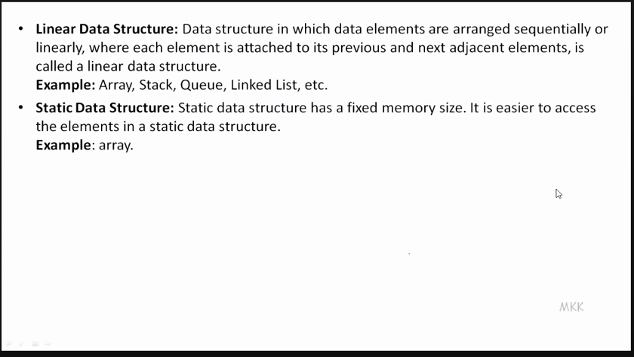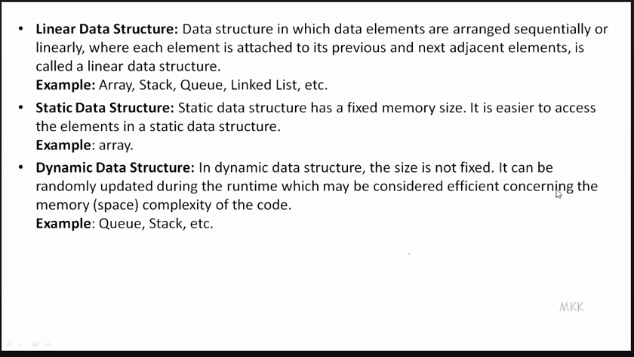So coming to the static data structures, they have a fixed memory size. It is easier to access elements in a static data structure. The best example is array. Why? Because in an array the size is fixed. And coming to the dynamic data structure, we can take stack or queue, etc. But in a dynamic data structure, the size is not fixed. Why? Because the name itself says that it is dynamic. It can be randomly updated during runtime, which may be considered efficient concerning the memory space complexity of the code. So it will also check how the code has to be executed with the help of the memory space. If the memory space is too far, it may take more time to execute, so that it will arrange the data in a structure.